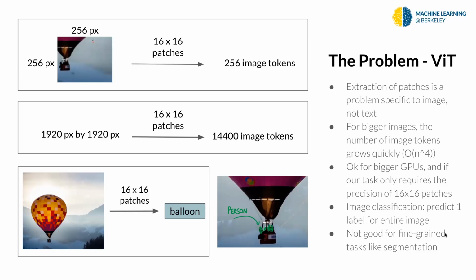We can see here that the extraction of patches is a problem specific to images and not text, right? For bigger images, the number of tokens will grow very quickly, on the order of n to the 4, which is okay for bigger GPUs and if our task only wants these 16 by 16 patches. For image classification, this is fine. We're associating one label with one image. But for semantic segmentation and fine-grained tasks, we can't see anything smaller than these 16 by 16 patches.